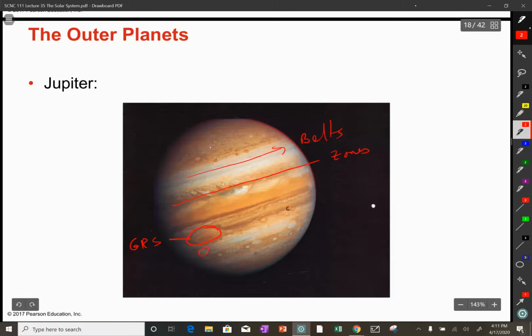And you have other cyclonic storms that tend to occur on the boundary between a belt and a zone. Belts and zones are, like I said, windstorms. And actually, I named these backward. I named the zones and the belts backward. This is a zone. This is a belt. The belts are dark, and those are lower elevation and colder. The zones are bright, and they're higher elevation and warmer. So it has an interesting weather pattern.